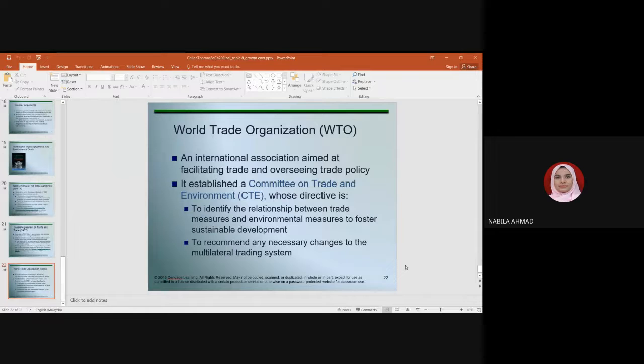Okay, so World Trade Organization, WTO, an international association aimed at facilitating trade and overseeing trade policy. So this World Trade Organization ini dia nak tengok international trade dan juga dia akan lihat policy-policy implemented lah. Establish a committee on trade and environment. Okay, to identify relationship between trade measure and environmental measure to foster sustainable development. To recommend any necessary changes to the multilateral trading system. So kita memang depend on WTO lah ya, World Trade Organization, untuk kita punya policy-policy dalam international trade. Okay, so that's all for this chapter.